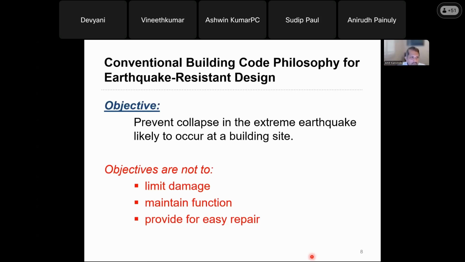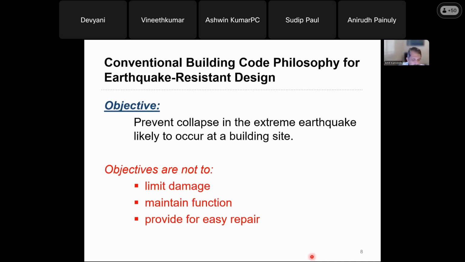However, what is equally important, or possibly even more important to keep in mind, is that the objectives are nowhere to limit damage of the building, to maintain function of the building, or to provide for easy repair. So in some cases, for example, high priority buildings such as hospitals and so forth, we would like to maintain some degree of function under intense shaking. But in general, the idea is mainly to prevent collapse. That's kind of the main objective. And we're not explicitly trying to limit damage.